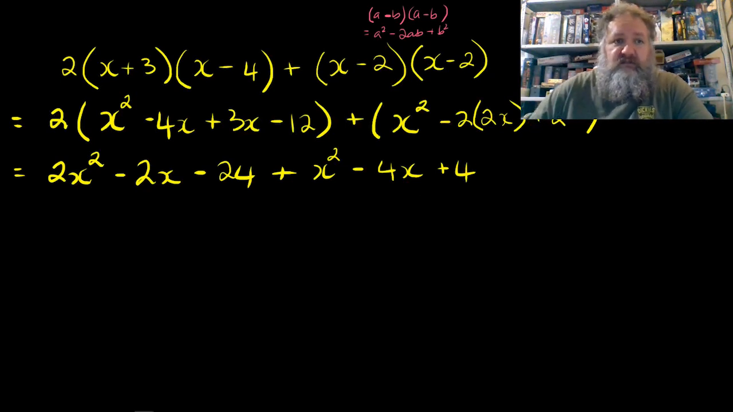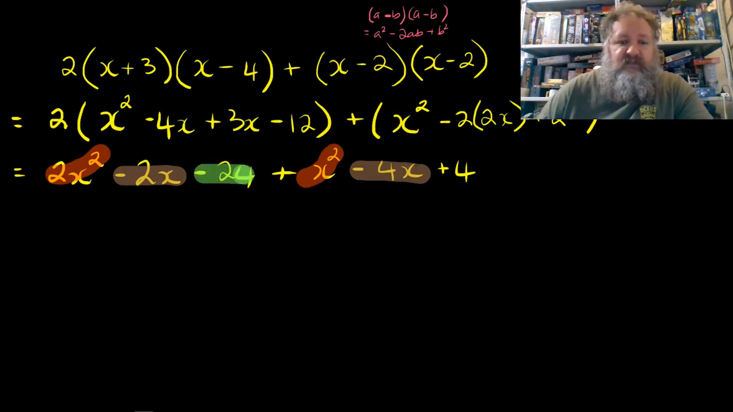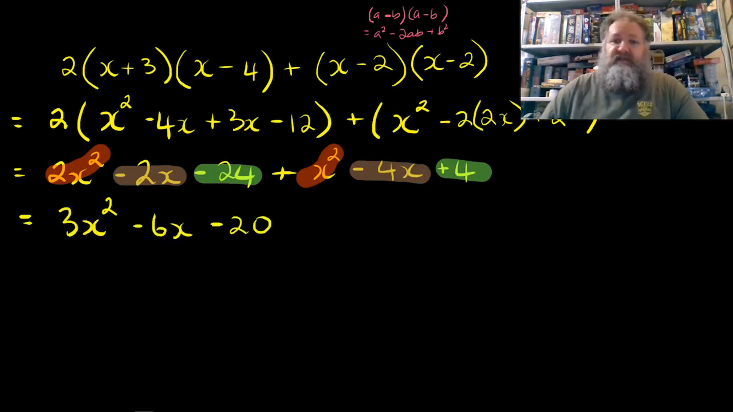I look for my like terms. Okay, so what like terms do I have? Well, I have a 2x squared and I'm adding an x squared. So there's 3x squared there. I've got a negative 2x and a negative 4x. It'll be negative 6x. And then I have my constants. Negative 24 plus 4, I'll have negative 20. And so when it all comes together, that's exactly what we have.